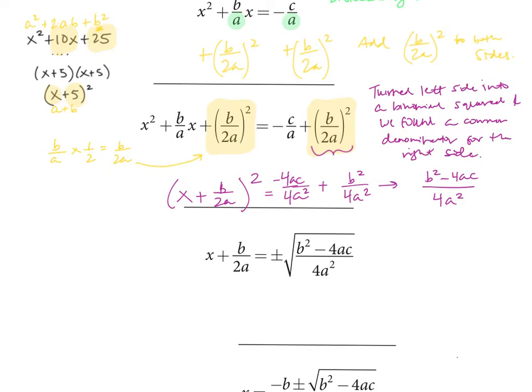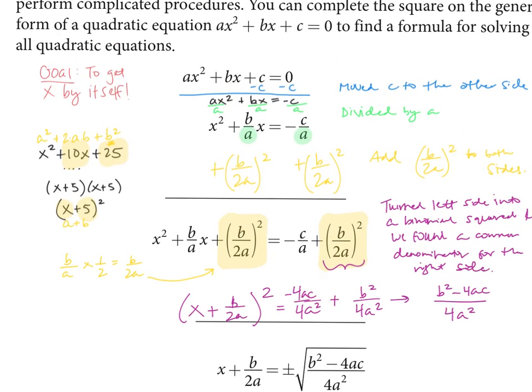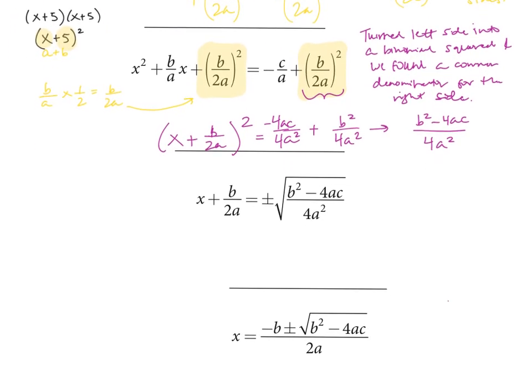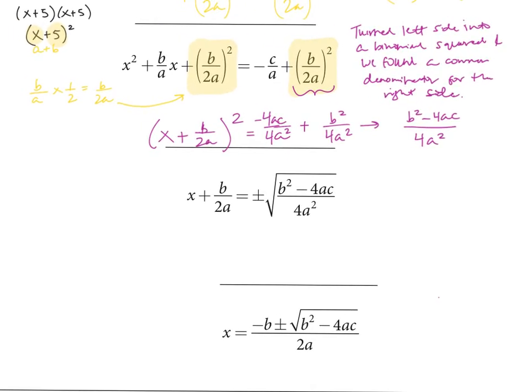Again, remember, our ultimate goal, if we go back up here, is to work on getting x by itself, and we're manipulating our equation to do that. So remember, our goal now is to take the square root of both sides. So let's go ahead.